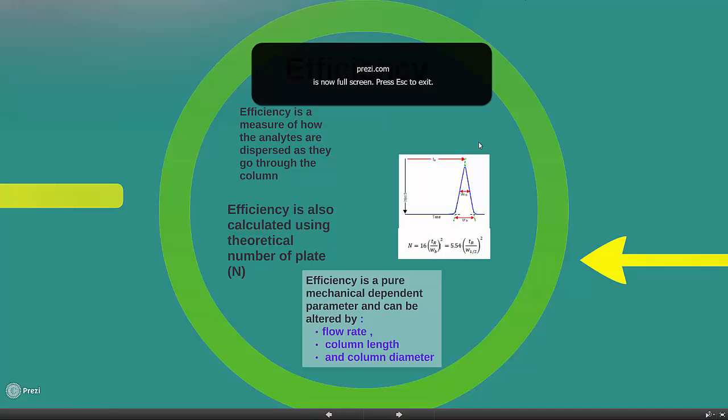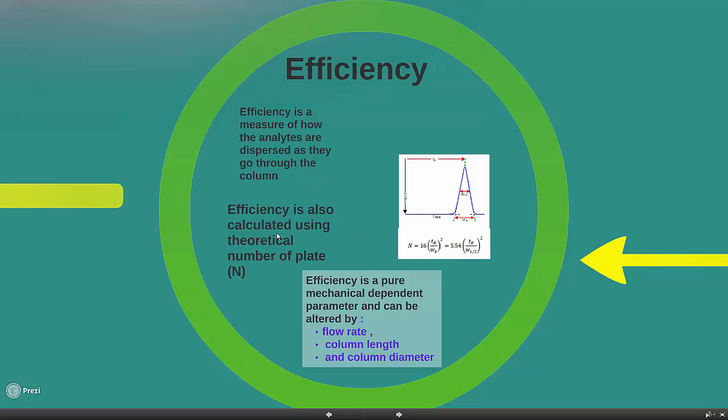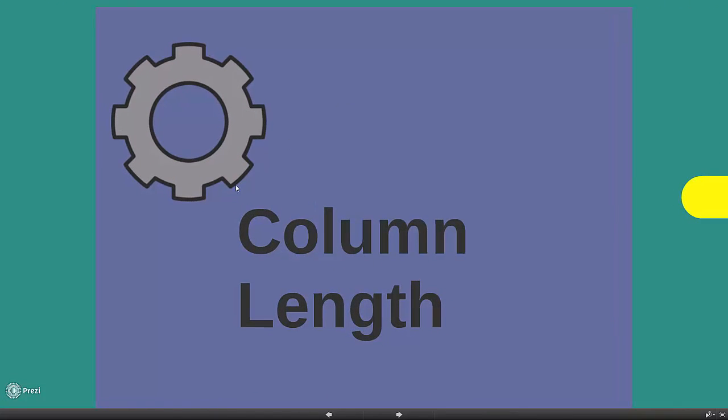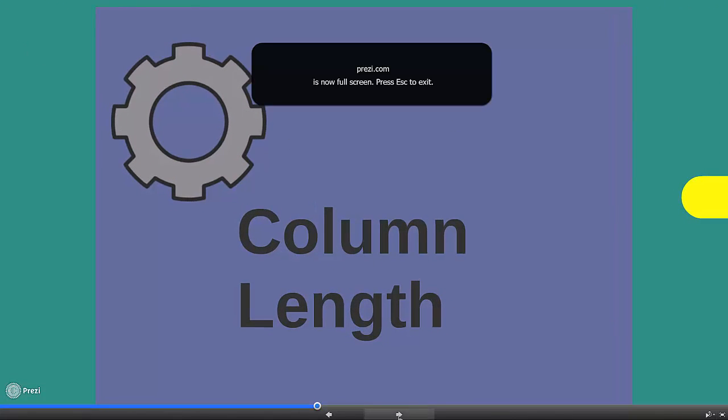So efficiency can be calculated using this equation here, and it can actually be calculated in terms of plate number, which we're going to discuss later in this presentation. You can see that efficiency is a pure mechanical parameter, and can only be altered by mechanical parameters such as flow rate, column length, and column diameter, and so forth.